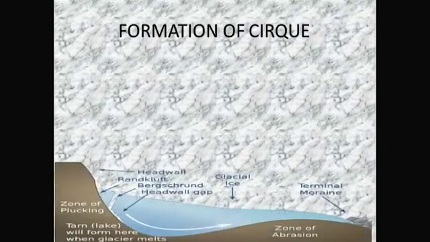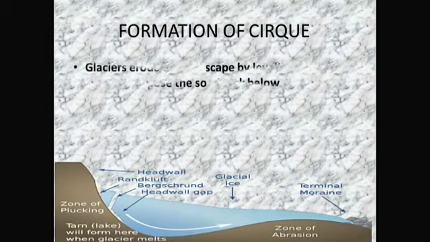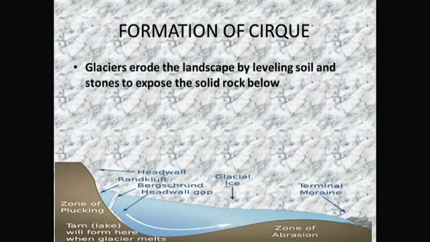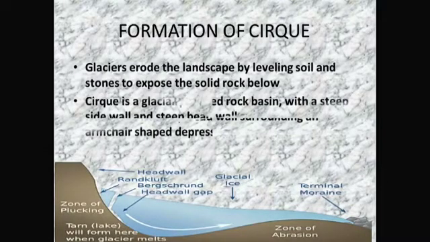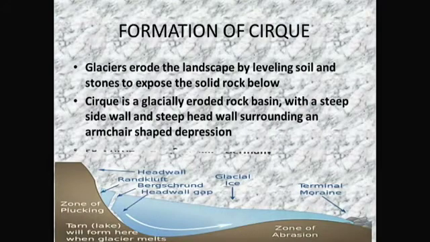Next we are going to see formation of cirque. This is the formation of cirque. Glaciers erode the landscape by leveling soil and stones to expose the solid rock below. Cirque is a glacially eroded rock basin with a steep side wall and steep head wall surrounding an armchair shaped depression. Example: Corrie, Scotland, United Kingdom; Kar, Germany.